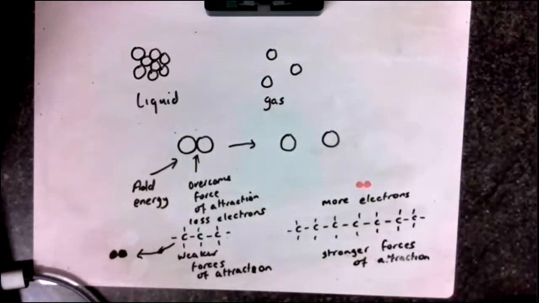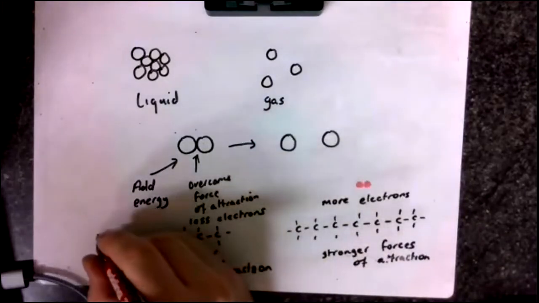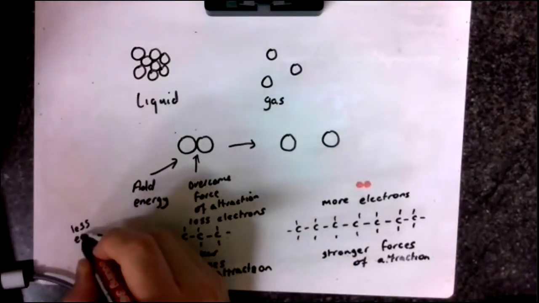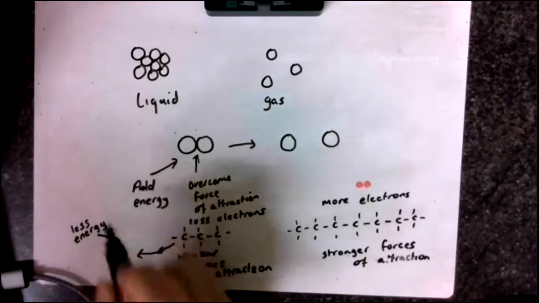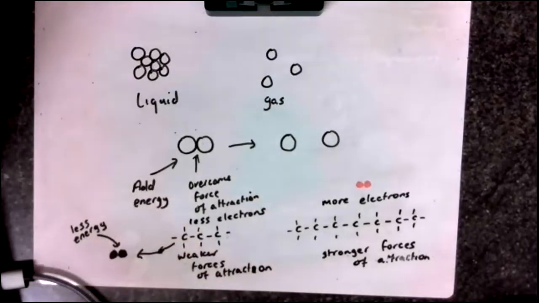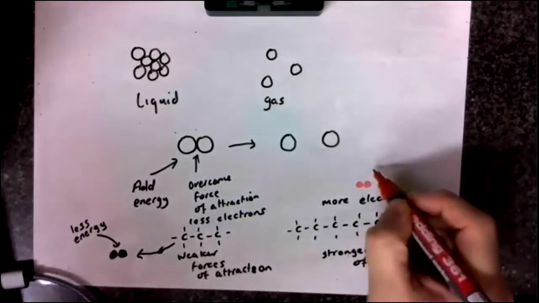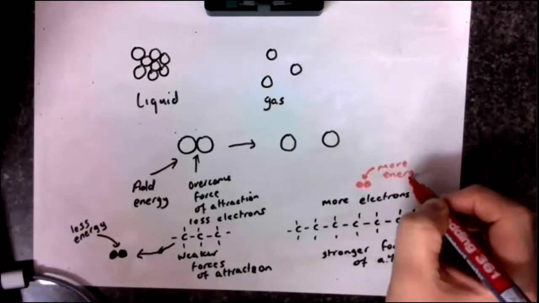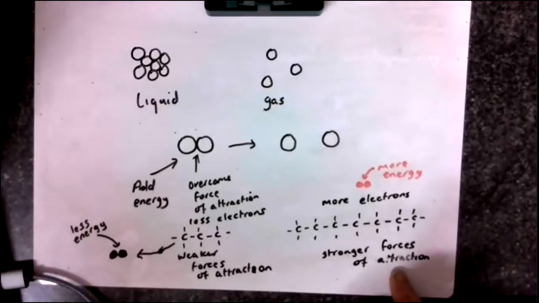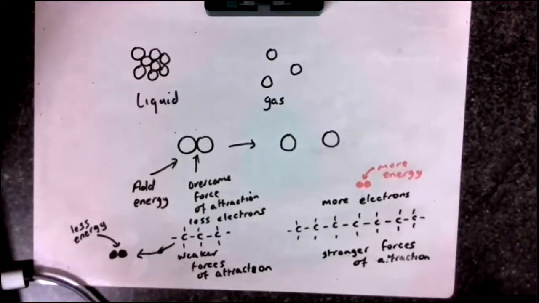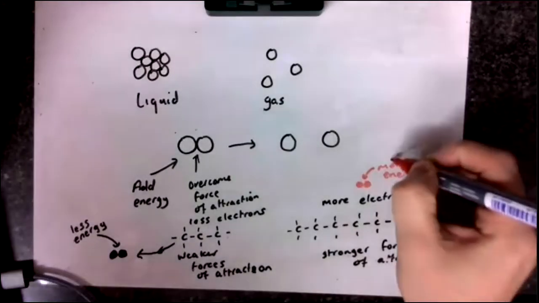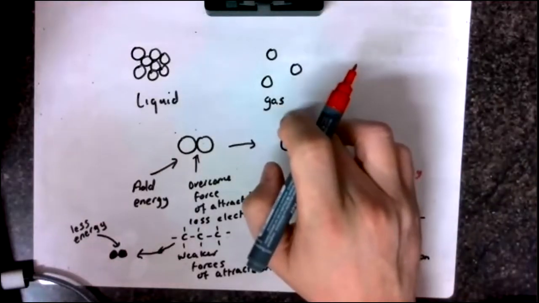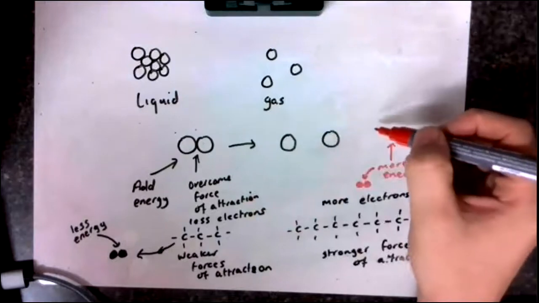Okay, now essentially what I'm saying here is that the weaker force of attraction, or the shorter molecules, require less energy to overcome these weaker forces of attraction. The longer molecules require more energy to overcome the greater forces of attraction. Okay, so if I have to put more energy in, this is going to result in it taking longer to get it to change state. I have to add more energy. So in other words, I have to get the temperature higher.